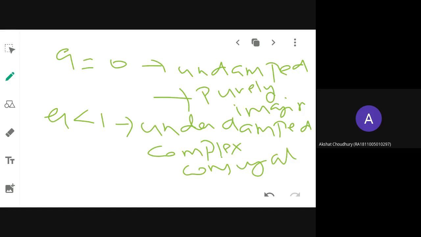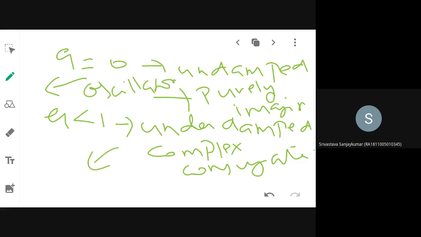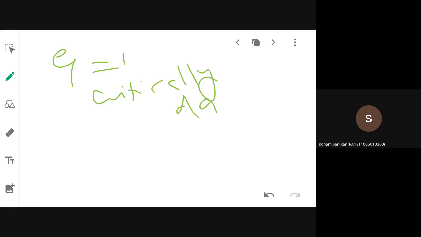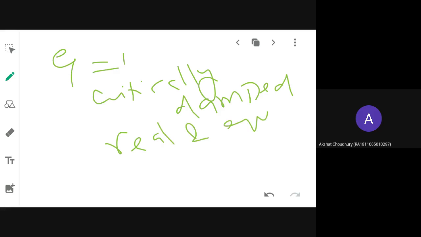In this case, it will be oscillating and it will be settling down finally. Okay. 2 more cases. What are the 2 other cases? When zeta is equal to 1, it will be called a critically damped system. Critically damped means what will be the nature of the roots? It is real and equal.